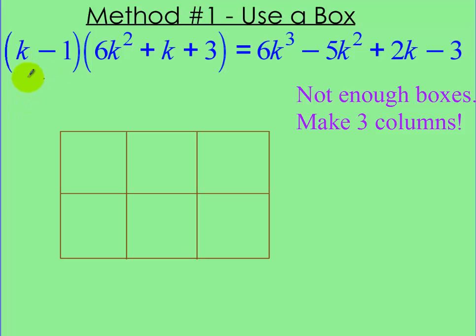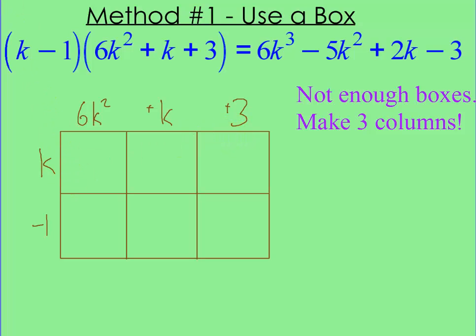So I'm multiplying a binomial times a trinomial in this case. So that doesn't exactly work with that box method. We don't have enough boxes. Since that one was 2 by 2, we need to make this a 2 by 3 because there's 3 terms here. So I'll do the same steps, except make a 2 by 3 box. And I'm going to put the binomial, the k and the negative 1, on the left. And for the 3 terms in the trinomial, I'm going to do 6k squared, and then positive k, and then positive 3 on the top.